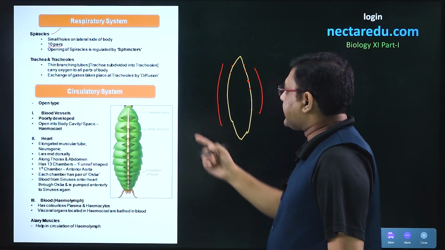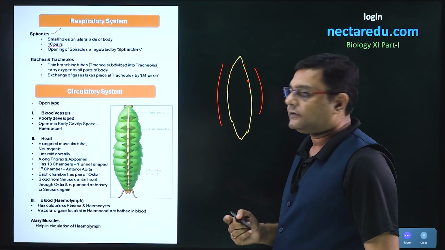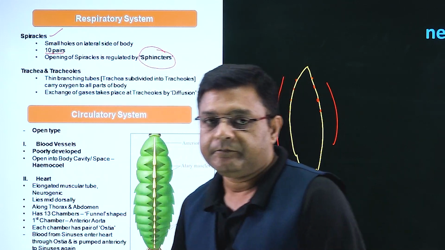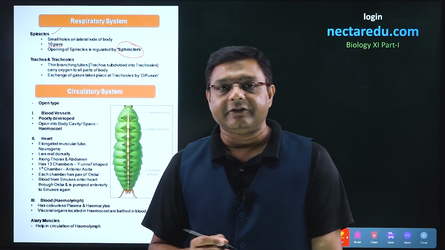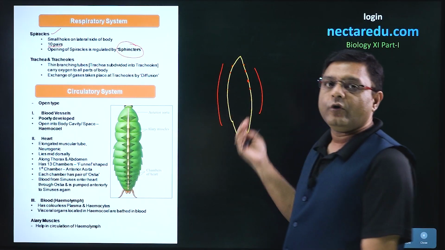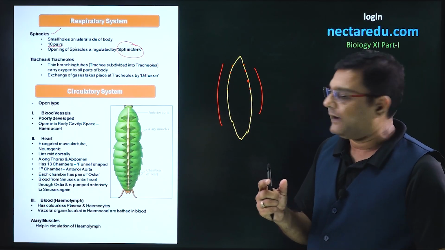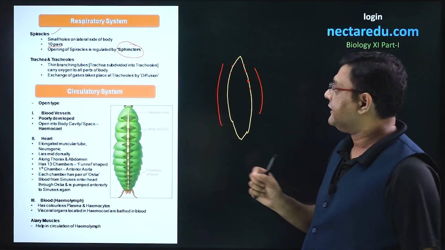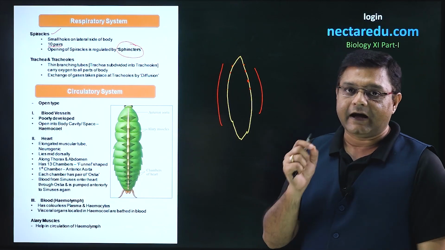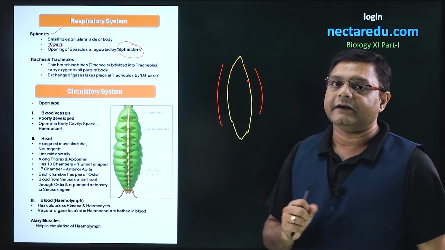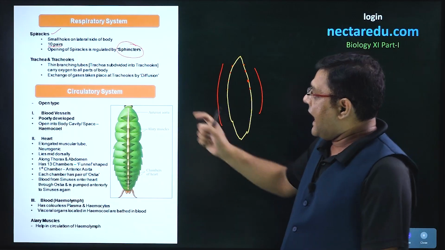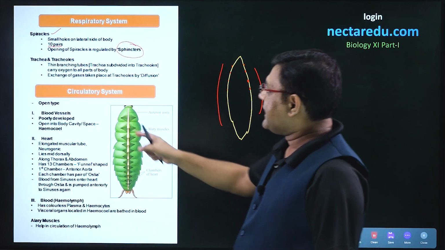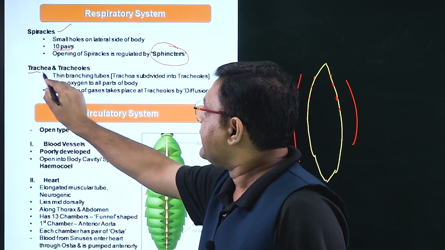Now these spiracles, which are the openings in the body, will be regulated by sphincters. The function of sphincters is that when air needs to go inside, these sphincters will open, but when air is not passing in or out, these sphincters will remain closed and will prevent unwanted substances from entering the body of cockroach.